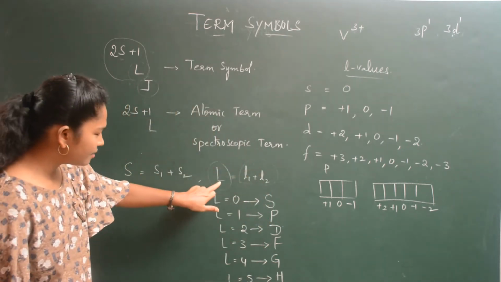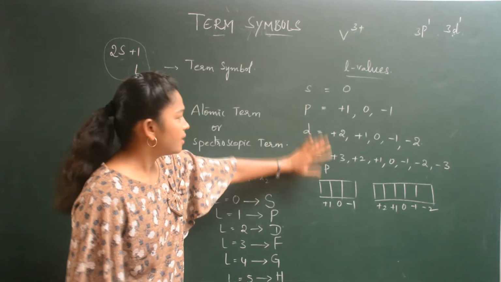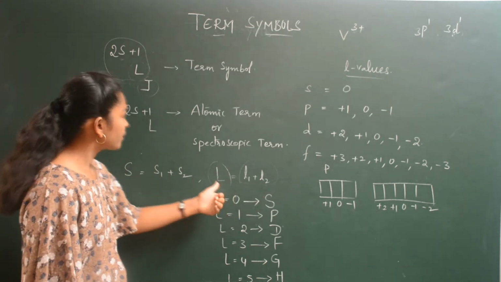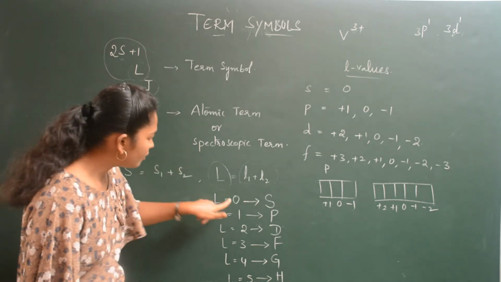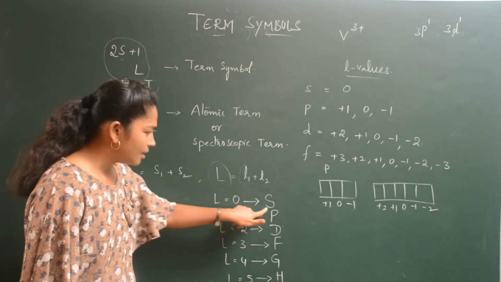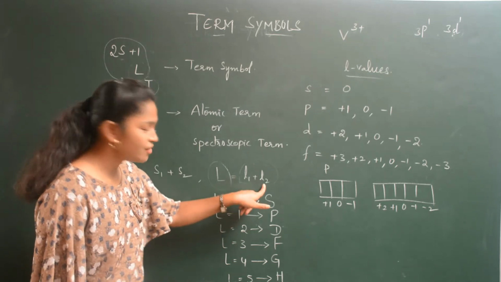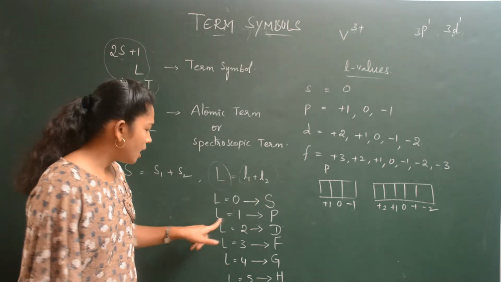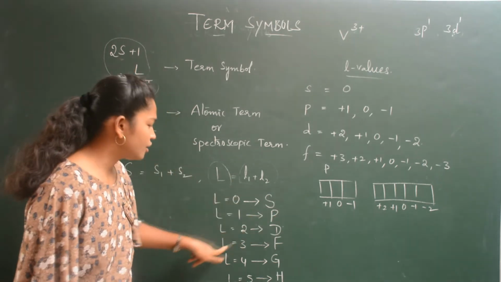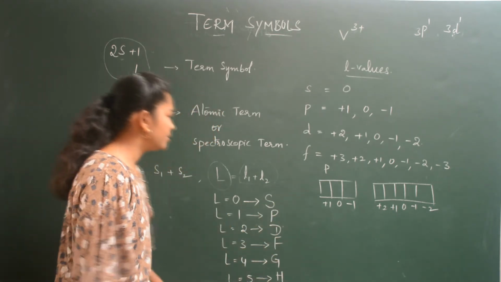So this L is different and this L is different. For azimuthal quantum number, these are the possible values for different orbitals, and this L is the summation of azimuthal quantum numbers. If you get 0, then we write S here. If L is equal to 1, that means the summation of azimuthal quantum numbers is 1, then in the place of L you write P. If L is equal to 2, D. If L is equal to 3, then F. So these are the possible values.